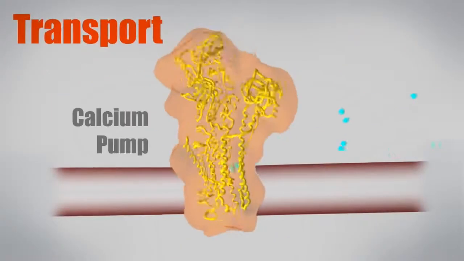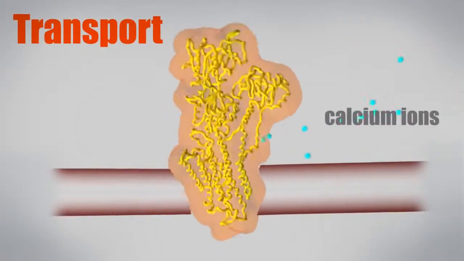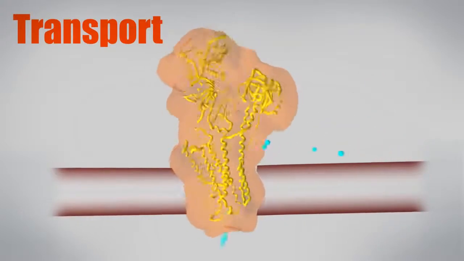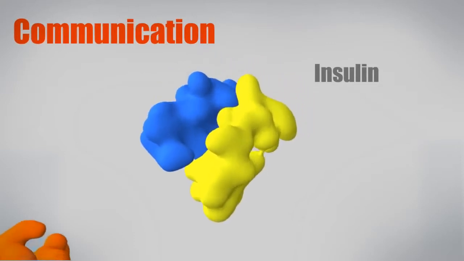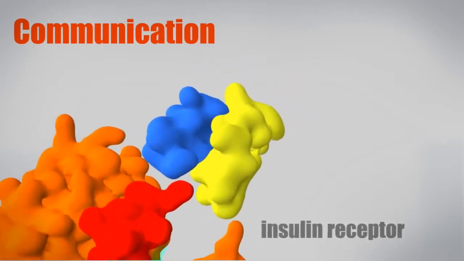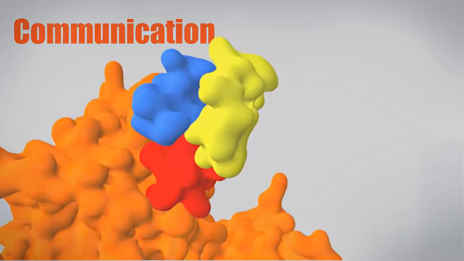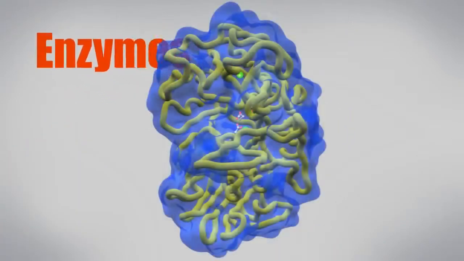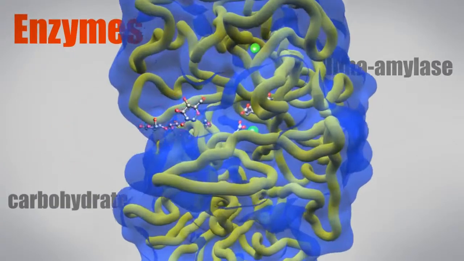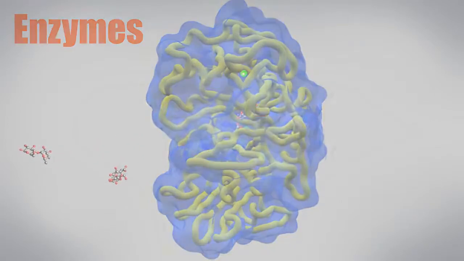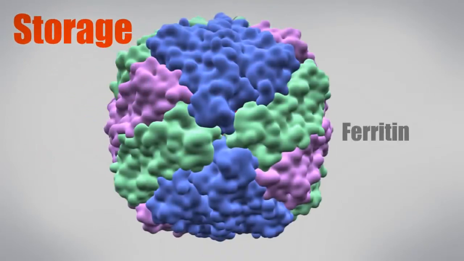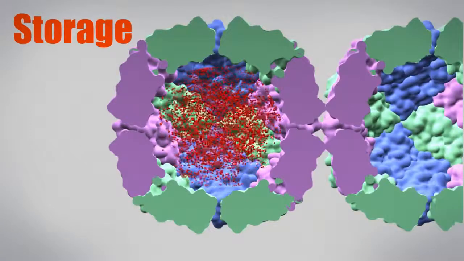The calcium pump moves ions across cell membranes, allowing the synchronized contraction of muscle cells. The hormone insulin is a small, stable protein that can easily maintain its shape while traveling through the blood to regulate blood sugar levels. Alpha amylase is an enzyme with a catalytic site that begins the breakdown of carbohydrates in our saliva. Ferritin forms a hollow shell that stores iron from our food.